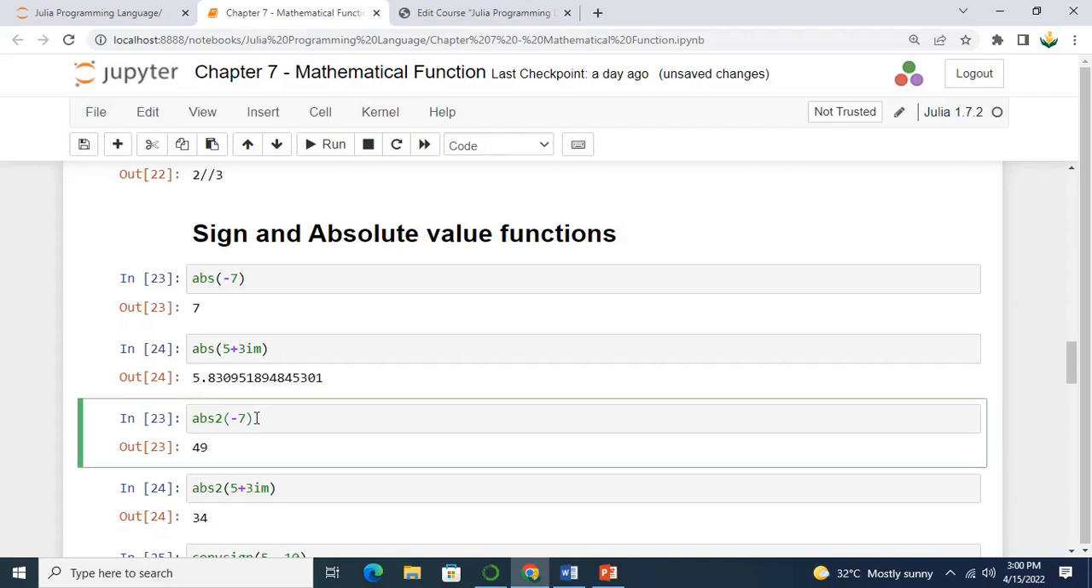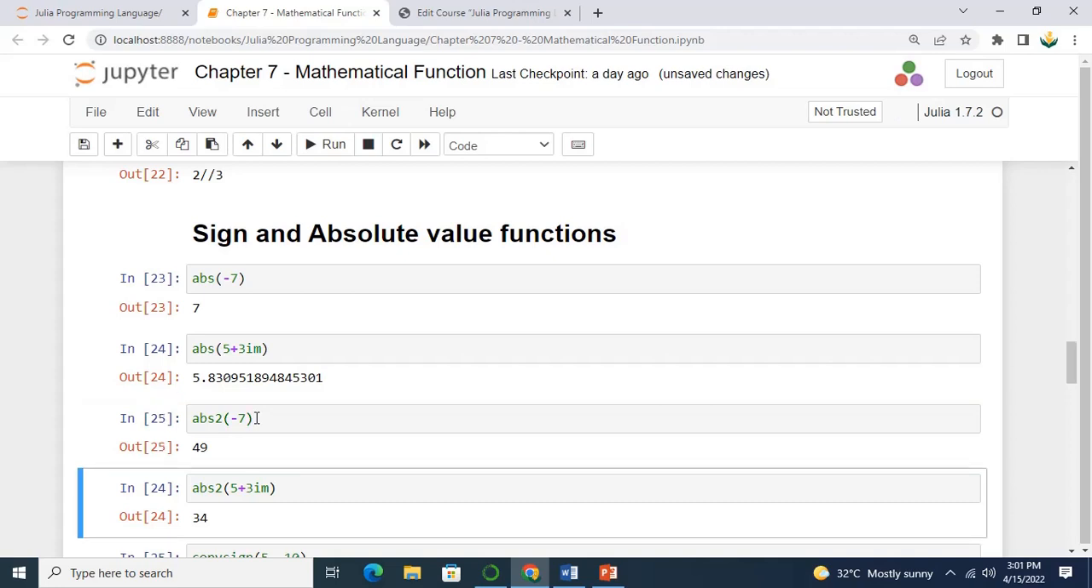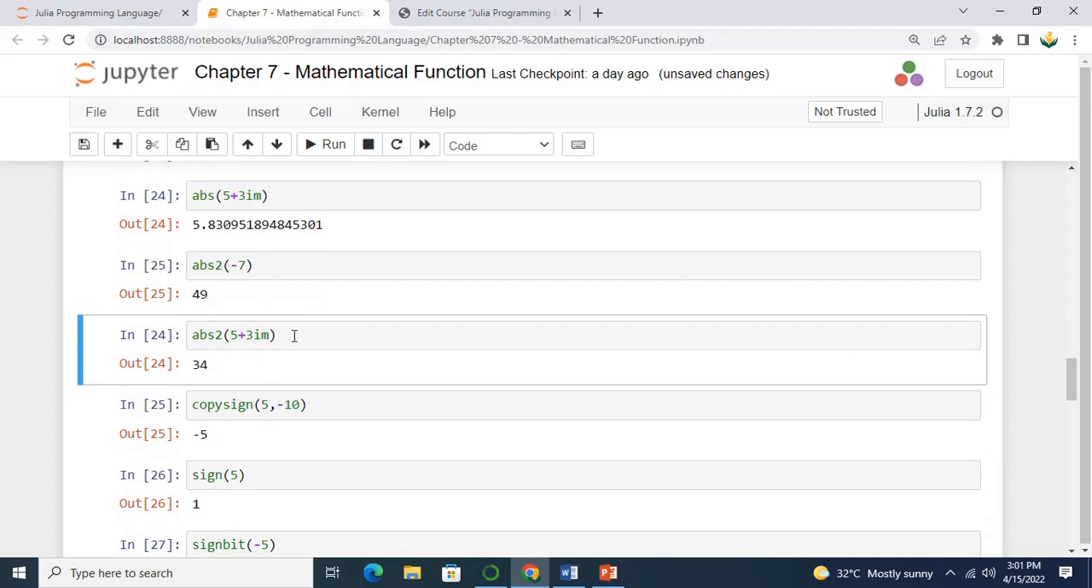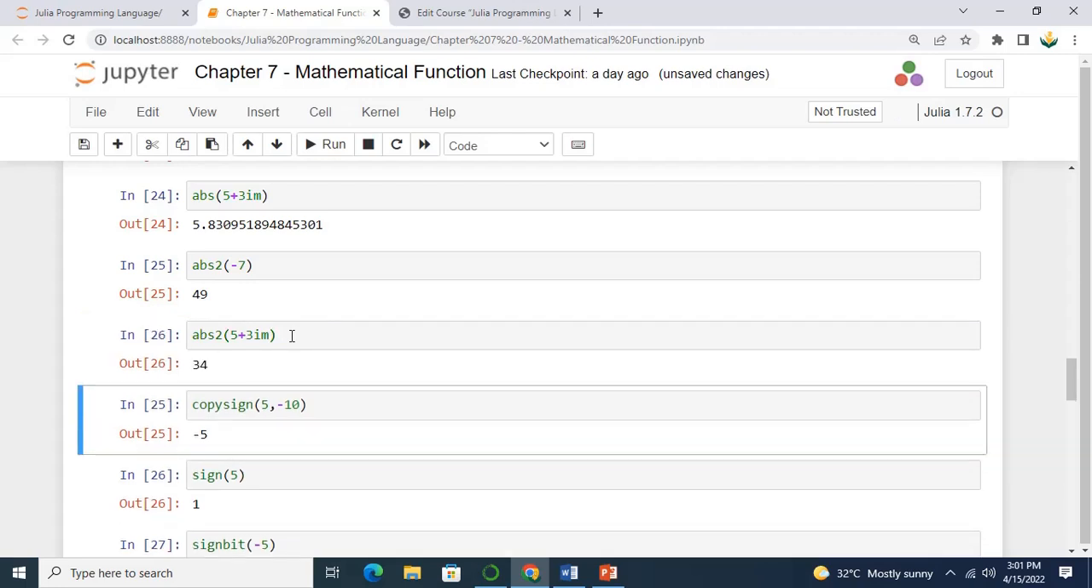5.83095. Similarly, if you want to take the square of your absolute number, in my case I have taken minus 7, so it gives me the square of minus 7, which is nothing but 49. Again, you may want to take the square of your complex number. As far as other programming languages are concerned, to take the square of a complex number you need to write 10 to 20 or 30 lines of code. But in Julia there is a particular method called abs2, you give your complex number, and automatically it gives you the exact result. Next, copysign.